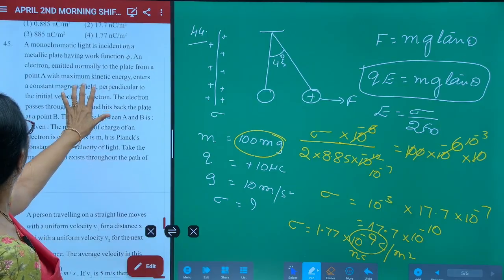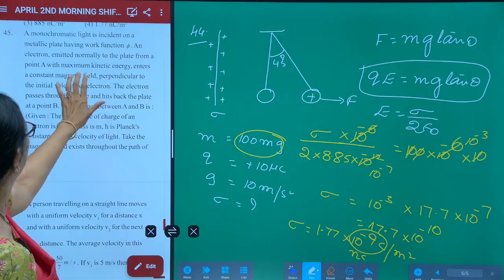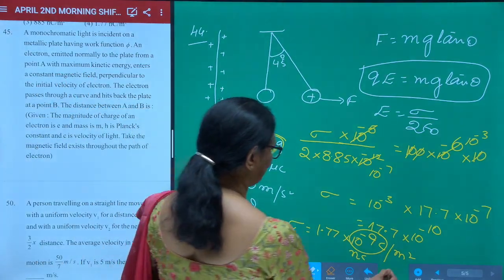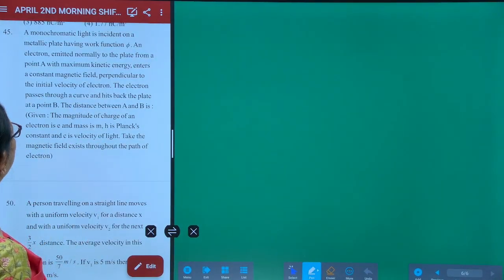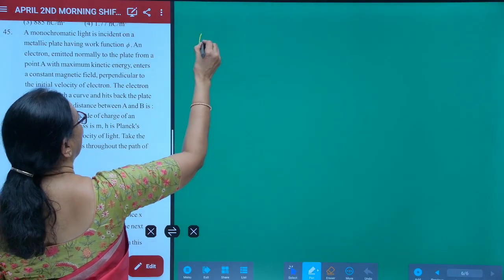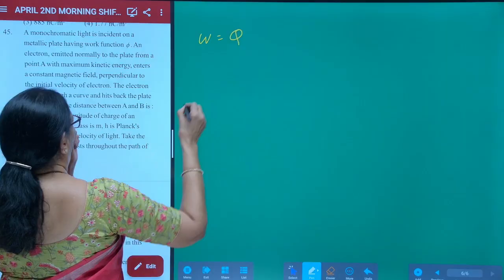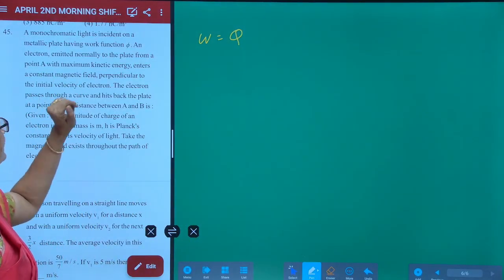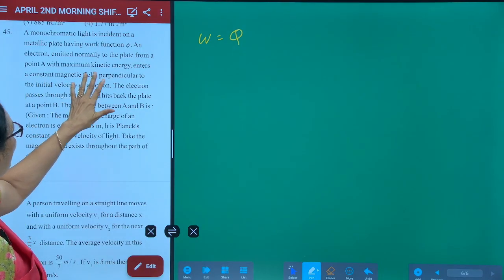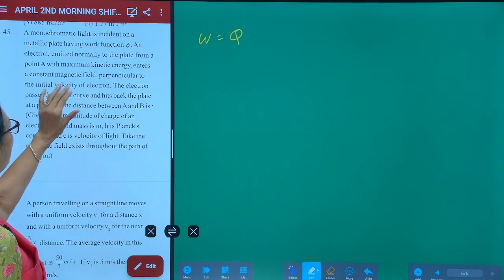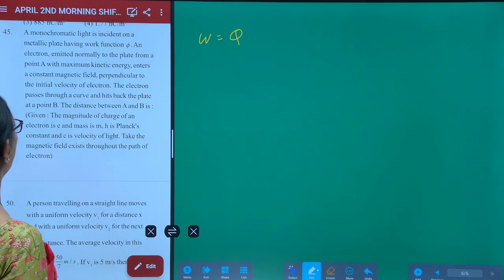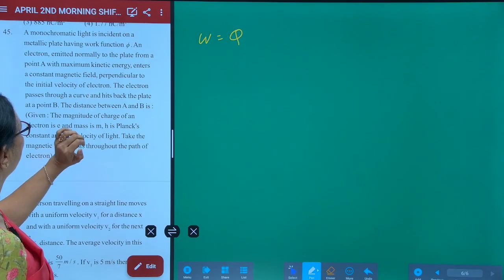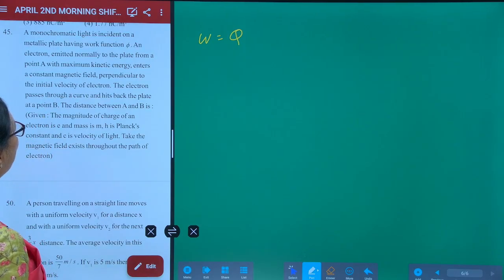Now, let us go to question number 45. See here, in question number 45, a monochromatic light is incident on a metallic plate with work function phi. An electron emitted normally to the plate from the point A with maximum kinetic energy enters into a constant field perpendicular to the initial velocity of the electron. The electron passes through a curve and hits back the plate at a point B. The distance between A and B is asked.